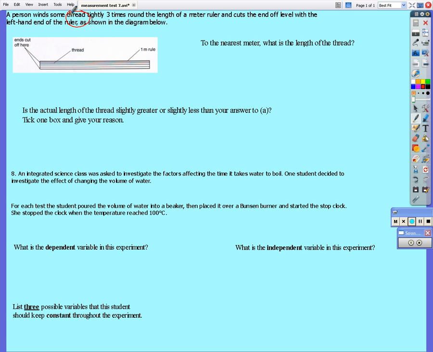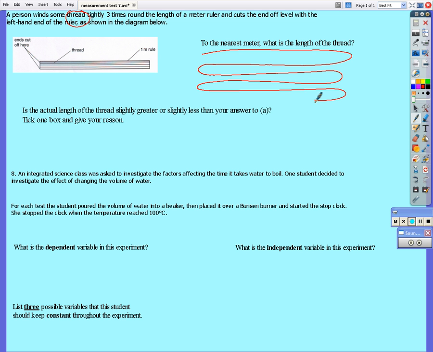So if you imagine what's going to happen, they're going to wrap that thread once completely around the ruler, and then it's going to go again, and then they're going to do it a 3rd time. So that means if you can measure it to the nearest meter, you've got 1 meter here, and another meter here, and another meter here, another here, another here, and another here. So you've got 6 meters of thread measured to the nearest meter.